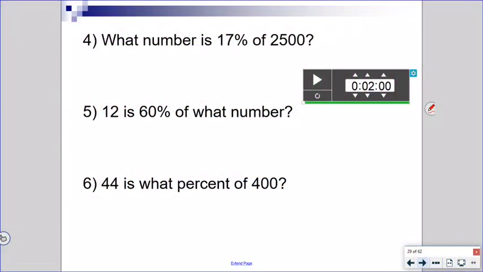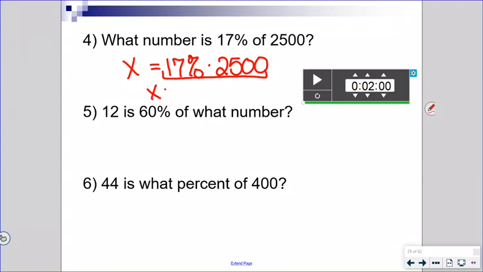All right, let me write out the equation. What number is x? Is equals. 17% is 17%. Of is times 2,500. That's just straight up math. If you could just do math, then just do the math. When you do, that should end up with 425.